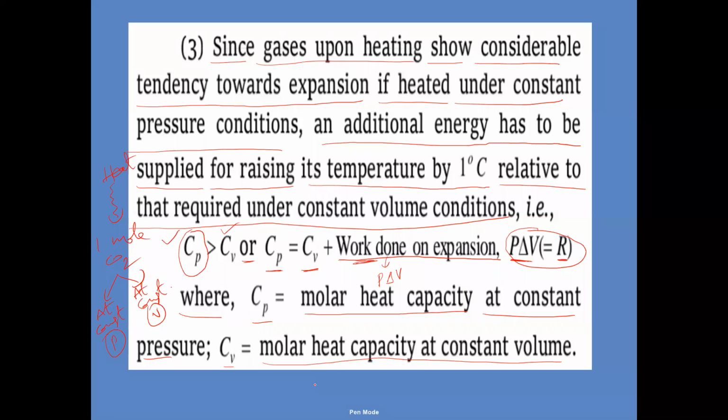So now here CP is equal to CV plus R. Therefore, CP minus CV is equal to R. The difference between the CP value and the CV value is equal to R. What is CP here? Molar heat capacity at constant pressure. And CV is molar heat capacity at constant volume.